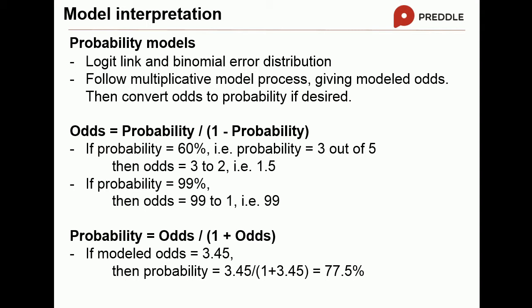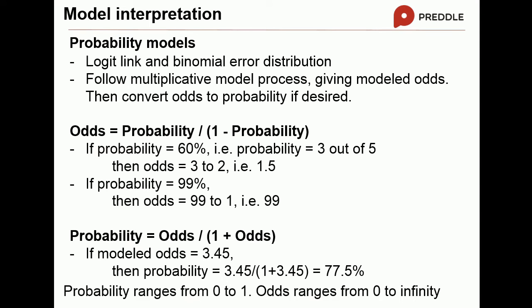If you chose a probability model, Preddle models the odds of an event occurring, such as having depression, using a multiplicative model. Then you can go through the same process we went through on the last slide, including putting each term inside an exponent and multiplying them all together to arrive at a modelled odds of, say, 3.45. Then you can use this formula to convert that modelled odds to a modelled probability of 77.5%. Now, a probability ranges from 0 to 1, whereas odds ranges from 0 to infinity.